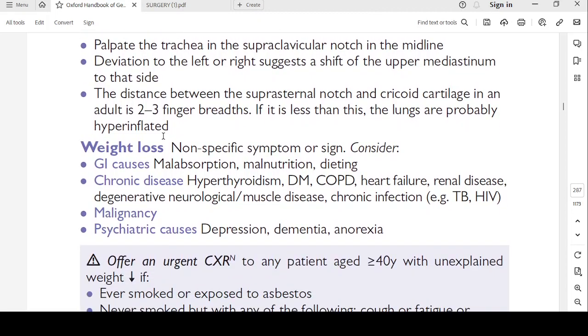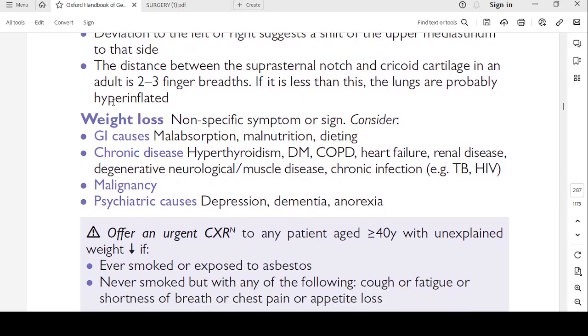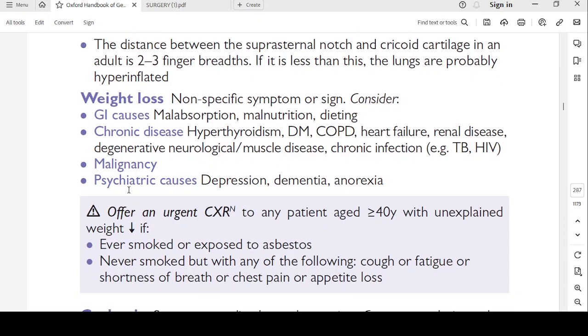Weight loss is a non-specific symptom or sign. Consider GI causes like malabsorption, malnutrition, dieting; chronic diseases like hyperthyroidism, diabetes, COPD, heart failure, renal disease, degenerative neurological or muscle disease; chronic infection like TB or HIV; malignancy; psychiatric causes like depression, dementia or anorexia.